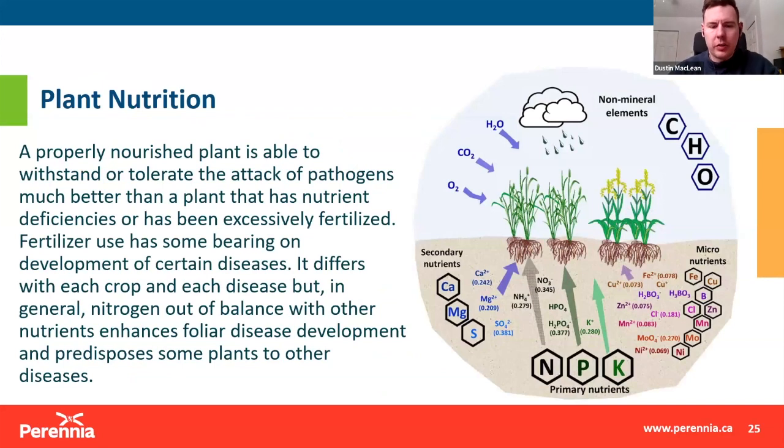So, plant nutrition. A properly nourished plant is able to withstand or tolerate the attack of pathogens much better than a plant that has nutrient deficiencies or has been excessively fertilized. Fertilizer use has some bearing on development of certain diseases. It differs with each crop and each disease, but in general, nitrogen out of balance with other nutrients enhances foliar disease development and predisposes some plants to other diseases. So soil nutrient status may influence the susceptibility of plants to attack by pathogens.